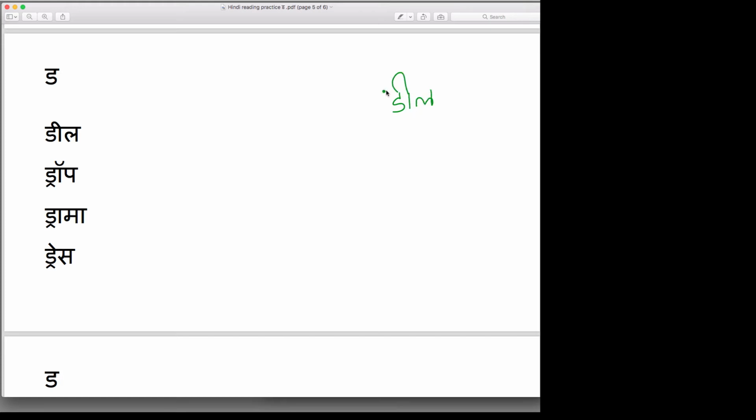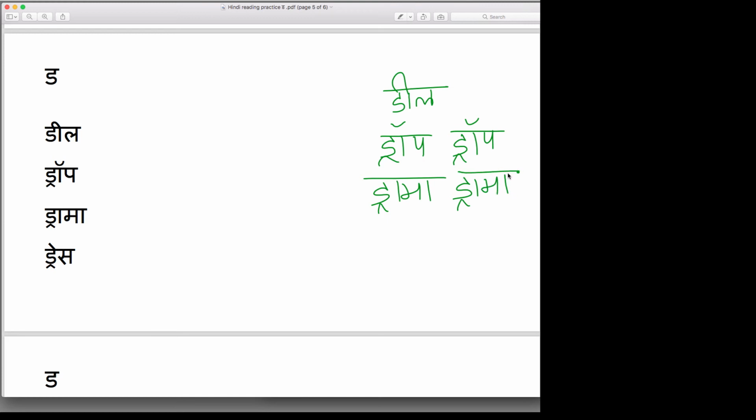This is written drop. So whenever you have half ra with all retroflex, the half ra looks like this, like a carrot shape. Drop, drama, dress.